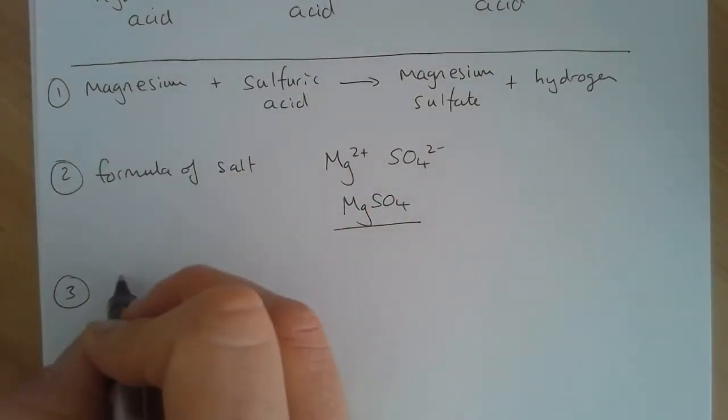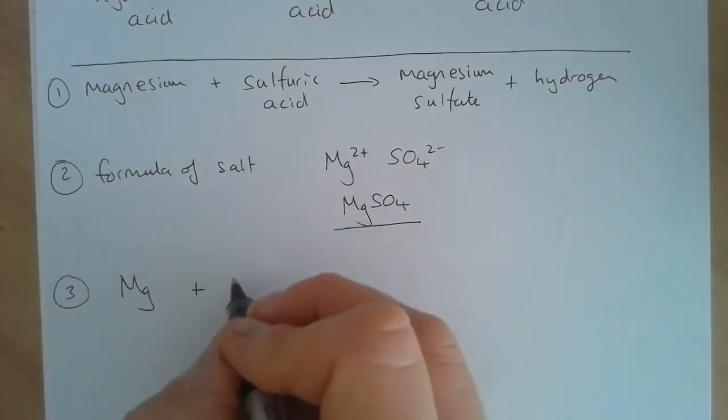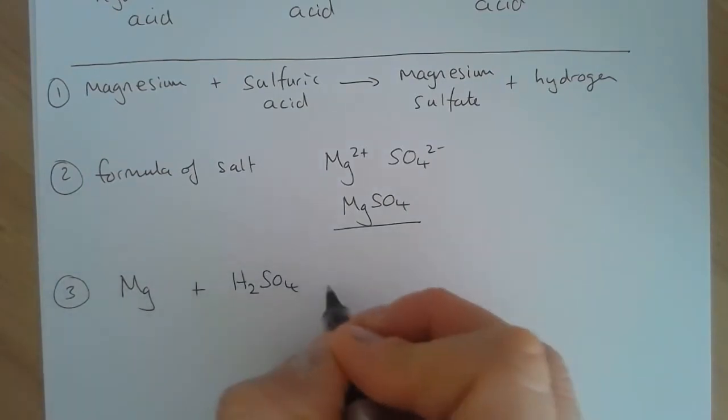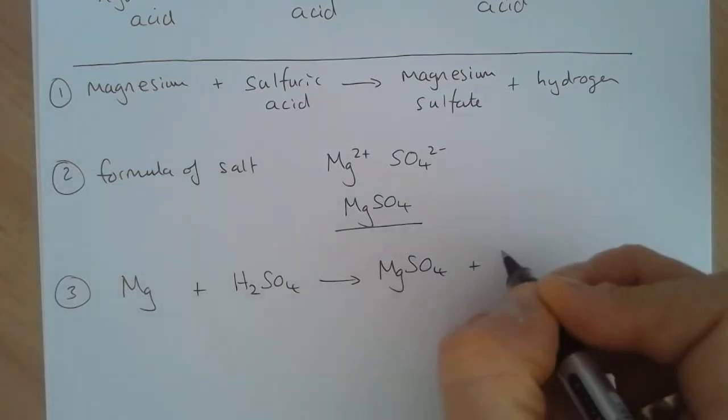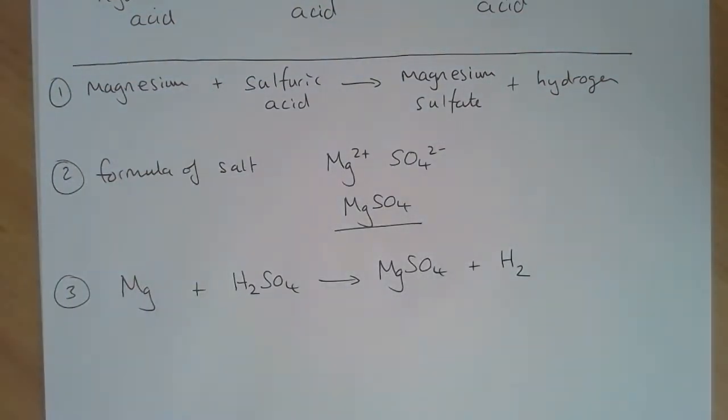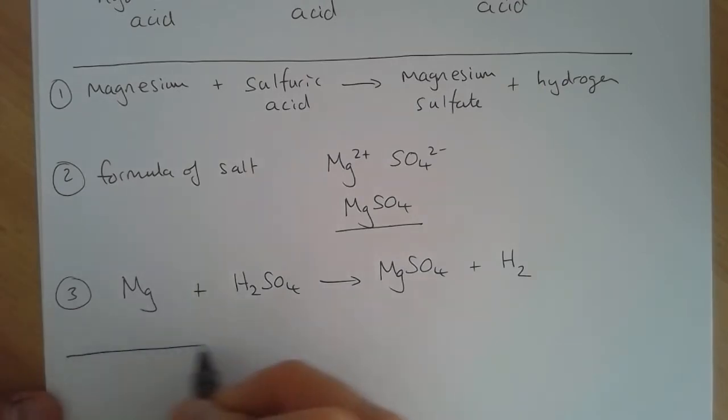Once we've done that, we can then write the symbol equation. So magnesium is Mg, sulfuric acid is H2SO4, magnesium sulfate, which we've worked out, is MgSO4, and remember that hydrogen is a diatomic gas or a diatomic element that has the formula H2. So for that one, everything's done. We don't need to do anything more.